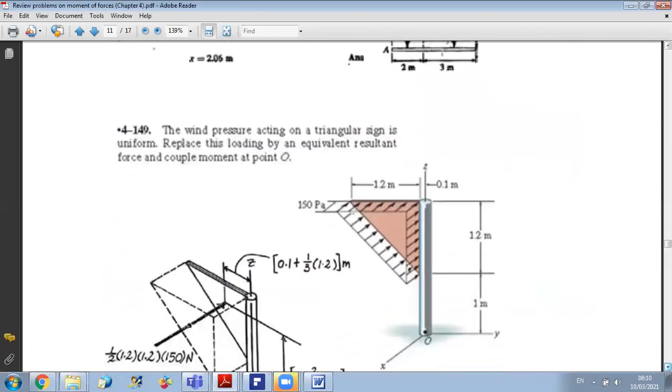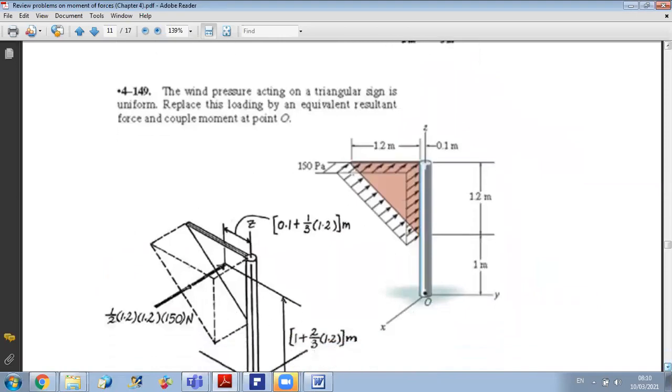Now, here it's something a little bit new. Until now, we have seen linear loads. Okay, here we will see a load distributed on an area, but the concept is the same. Okay, so the wind pressure acting on a triangular sign is uniform. Replace this loading by an equivalent resultant force and couple moment at point.